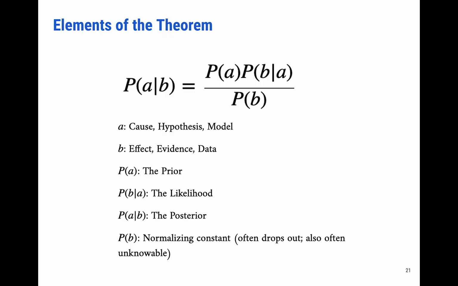And the probability of B given A is called the likelihood. Now this is interesting because the likelihood looks like a probability, but it's really not, because what you're saying is, what is the probability of the evidence that I know I have, given that we assume a model is true.